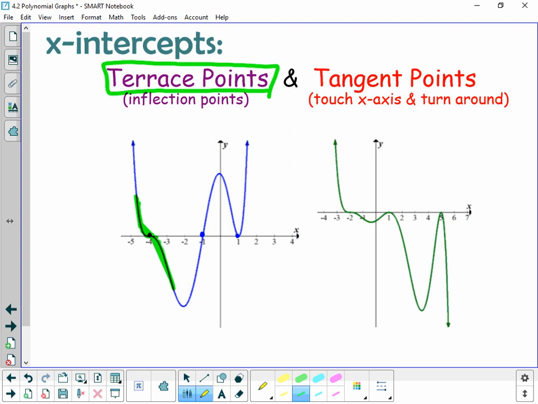We use the word terrace to describe that behavior. They use the word terrace also in a lot of other contexts, like terrace farming is when you sort of cut back into the hillside to get a flat area to farm.